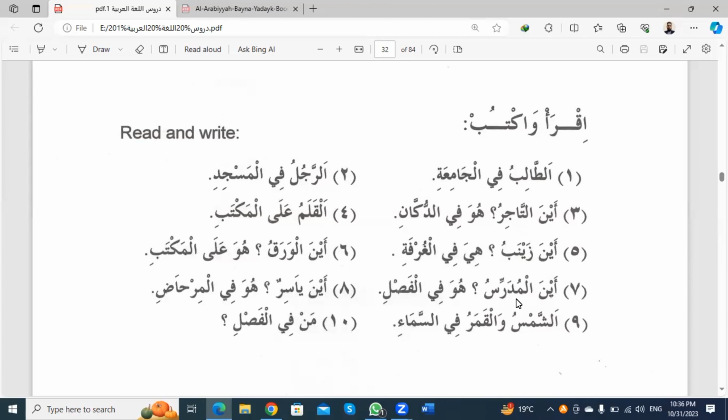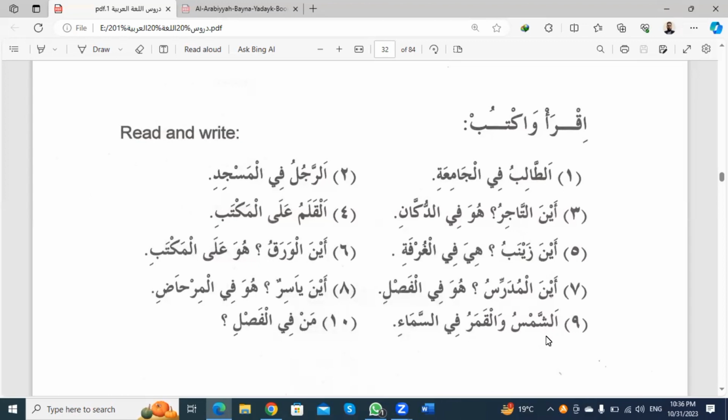Huwa fil fasli. The teacher is in the class. Very good. Aina Yasir? Where is Yasir? He is in the mirhaz. Mirhaz means washroom, actually toilet. Okay, toilet. Huwa fil mirhaz. He's in the toilet.